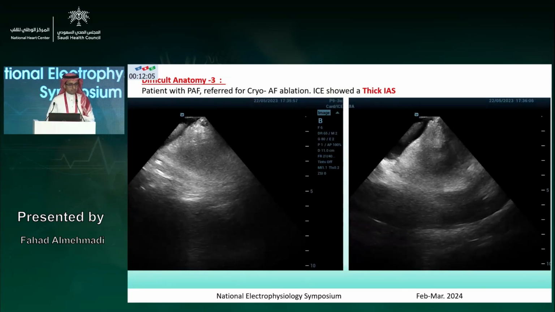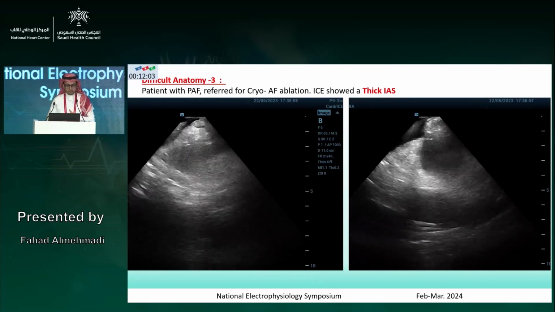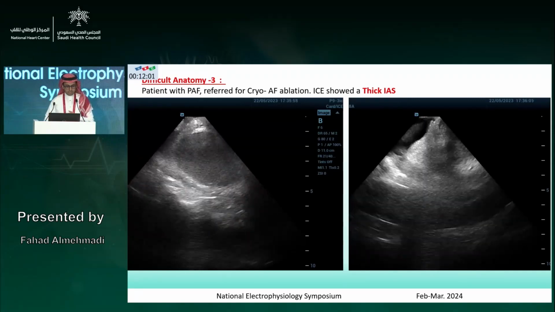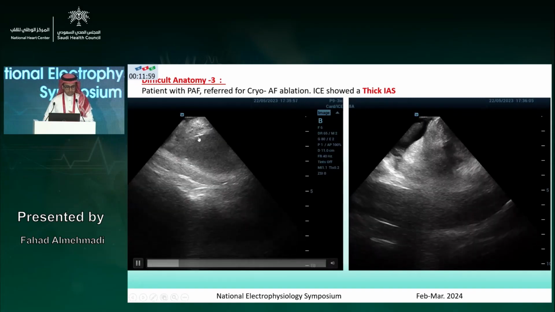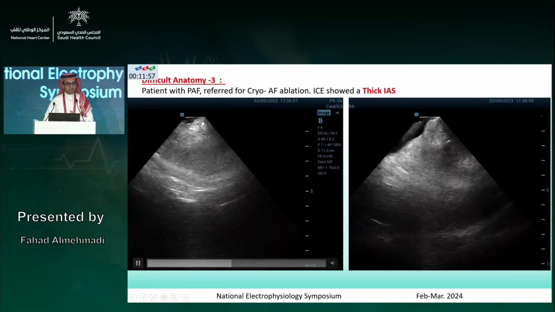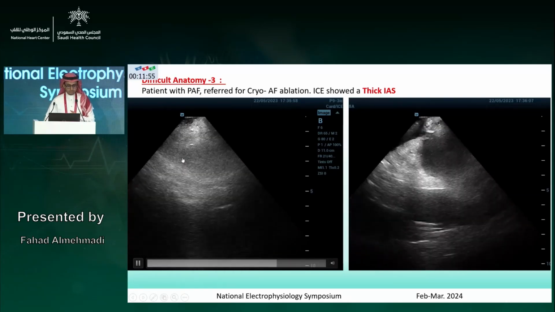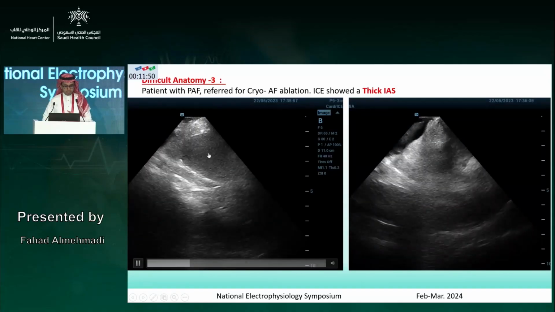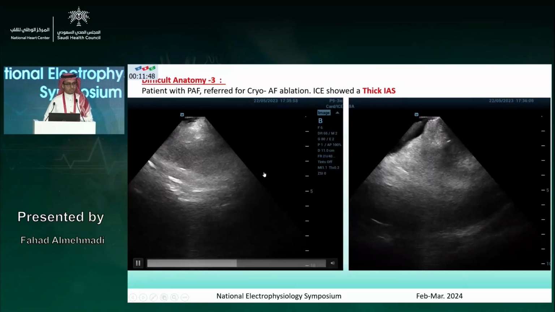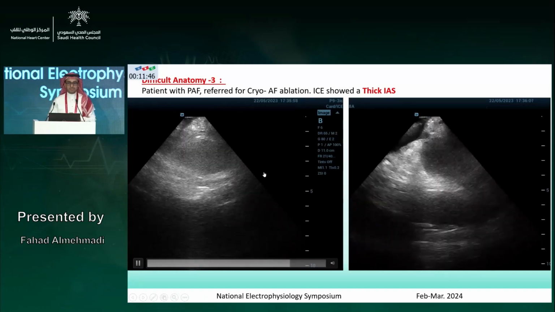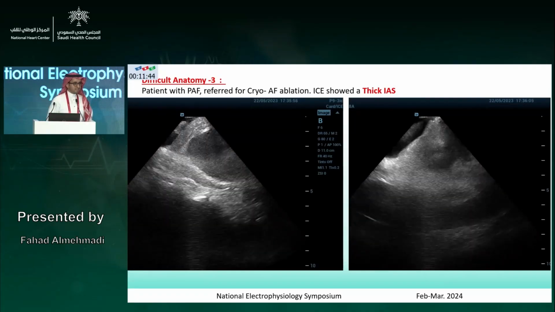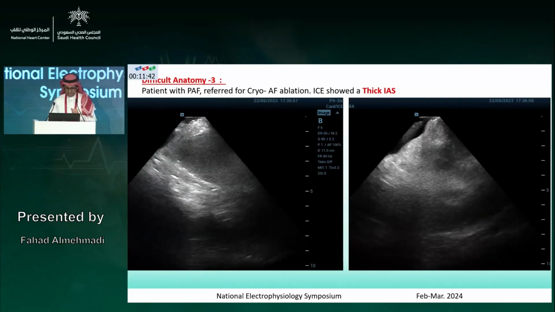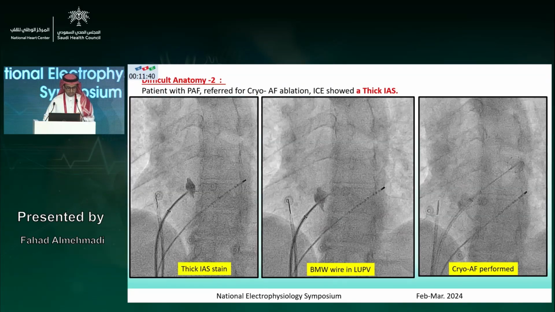And this is another case where a patient was referred to me for ablation, and then I put the ICE catheter in, and look how thick the septum is. The septum was quite thick here, and you can barely see the rest of the left atrium. This is how thick the septum was. So we had to call our interventional colleagues to be in the room just to be prepared. But I think we were lucky. We just said, we'll try with the regular way.